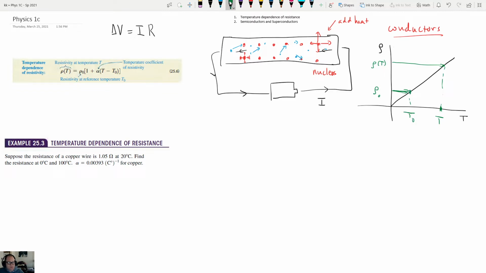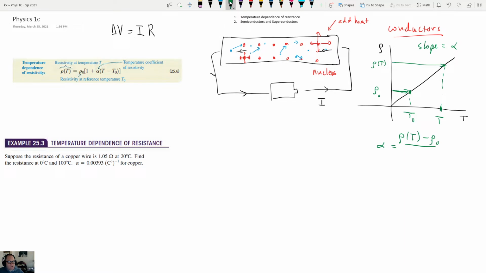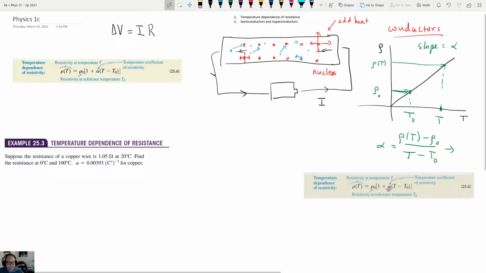Really all you need to know to get from this value up to this value right here is the slope of the line, right? So if I tell you that the slope of this line is equal to alpha, then I could write the expression down that alpha is equal to what? Rise over run, right? So the rise would be rho of T minus rho naught, divided by T minus T naught. Which, if you want to, you can basically convert into this equation right here. You can just play around with it. Multiply the bottom times alpha, you get this term right here. And then you need to solve for rho of T. So you add the rho naught to the left-hand side.